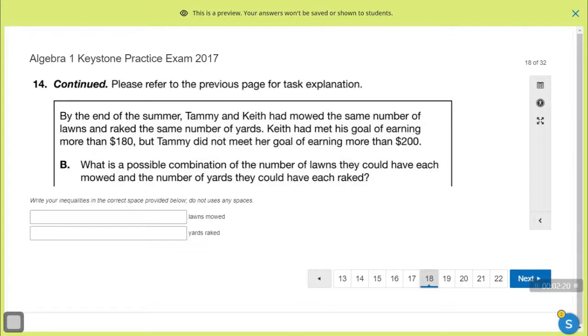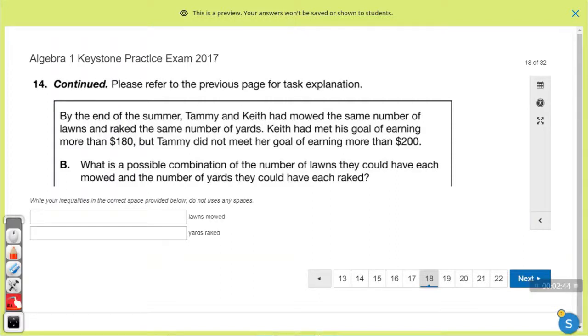What we're looking at here is we're comparing the two and seeing when one is a solution and when one is not. You could just start picking points and try to figure out ones that would make it true for Keith but not for Tammy, because Keith met his goal, but Tammy did not. But what they really want you to do is graph this system of inequalities, and they want you to use your graphing calculator to do so.